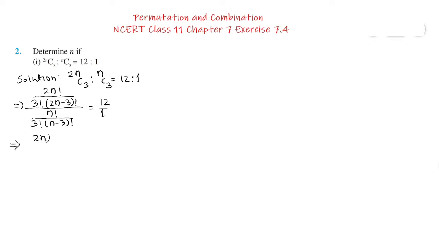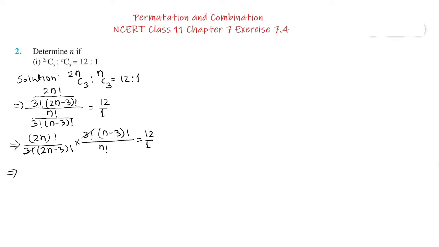This we can write 2n factorial upon 3 factorial into 2n minus 3 factorial multiplied by, we put the denominator of denominator as numerator and write like this: 3 factorial into n minus 3 factorial upon n factorial, equal to 12/1. We cancel the 3 factorial of numerator by 3 factorial of denominator and write like this.